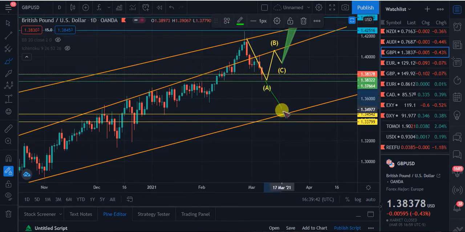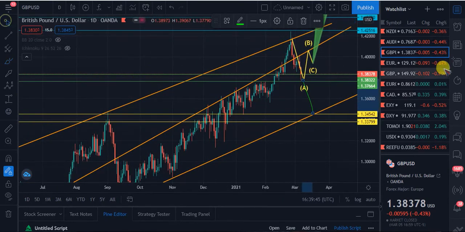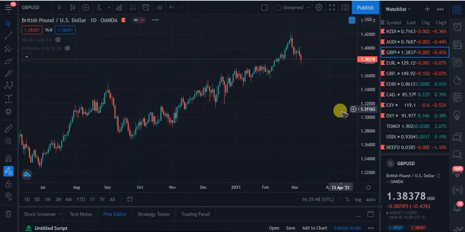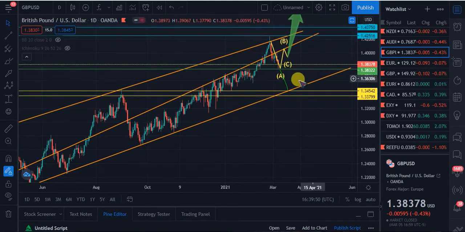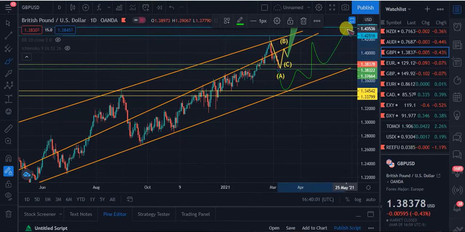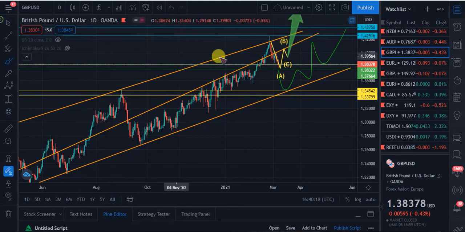It's very possible for it to come down to that level, to come test the trend line, then have a little bounce up, come down, then bounce up and continue. So this is what I'm expecting GBPUSD to do. If this particular support zone can hold GBPUSD, then you should be expecting this from GBPUSD.